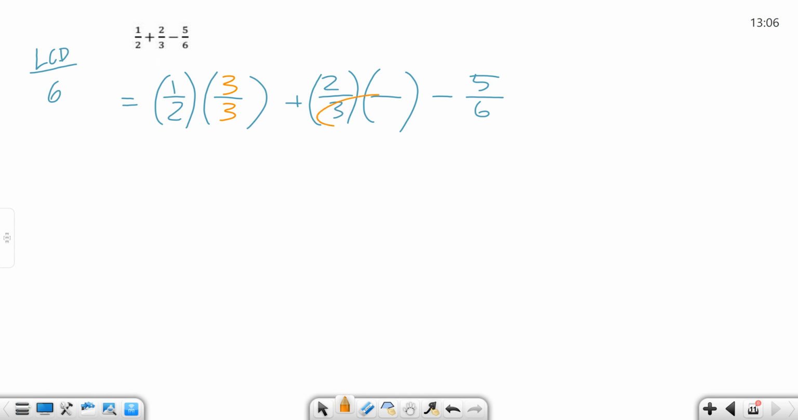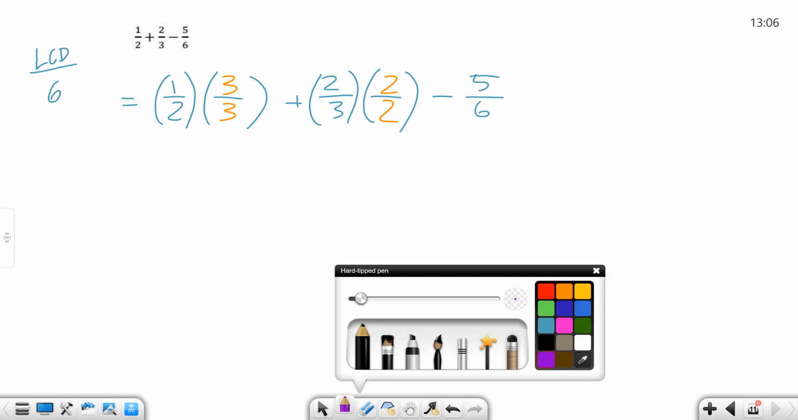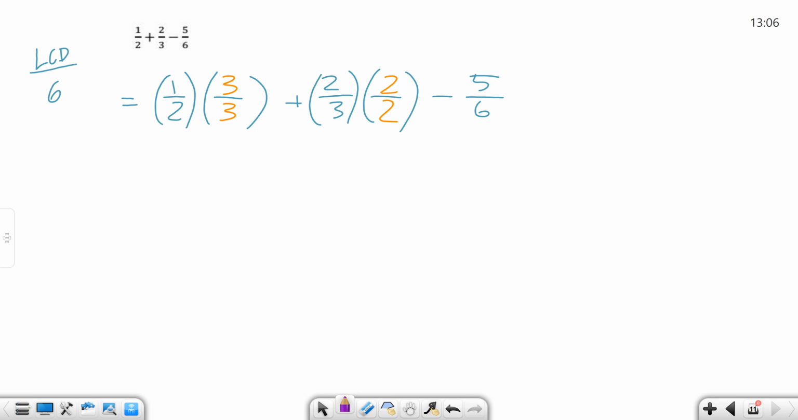And then what about this one? 3 times what gives me 6? Well, 3 times 2, right? And that's already 6, so we don't multiply by anything. So whatever I put in the denominator here, 2, put it over 2 there, right? Left that 2 off there. So now we come in here and we say, okay, this is going to be over 6 plus something over 6 minus, and we know this is 5/6 already.